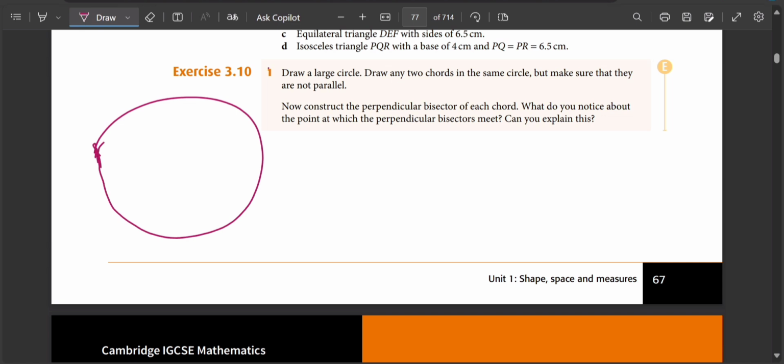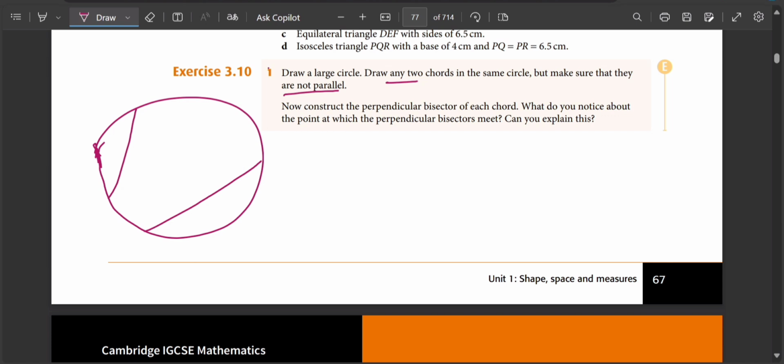Draw any two chords in the same circle. We need to draw two chords, but we need to make sure that they are not parallel. So for example, if we draw one like this, the other can go like this, right? And now construct the perpendicular bisector of each.